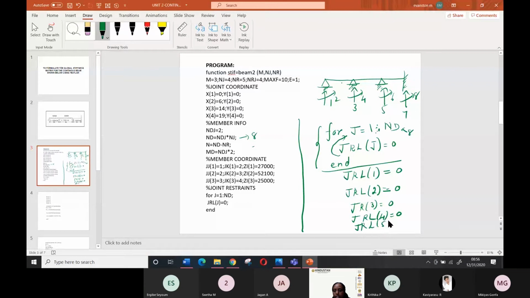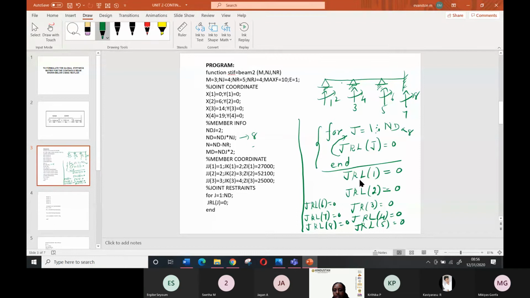JRL of 5 is equal to 0. Again, it is not completed because it has to go up to 8. So then JRL of 6 is equal to 0. Then JRL of 7 is equal to 0. JRL of 8 is equal to 0.